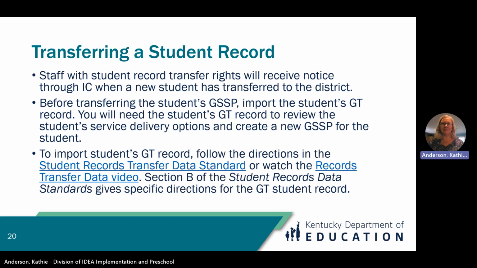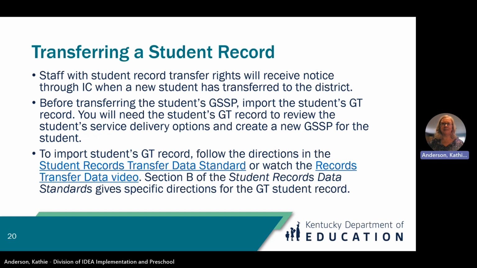A GSSP document is separate from that. It comes over in the transfer process, but it's a document. It's not the record. So let me just try to make a definition between those two items. All right, so staff with student record transfer rights will receive notice through Infinite Campus when a new student has transferred to the district. So usually enrollment personnel or the counselor in the district will be notified through Infinite Campus when they have a new student in their district.